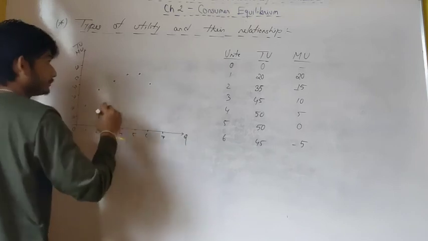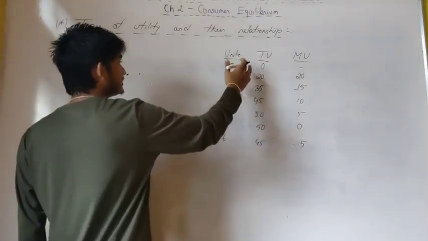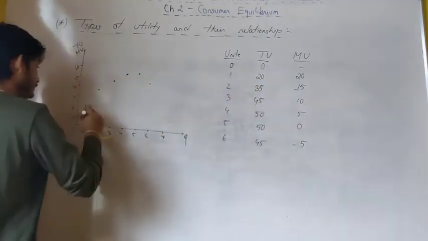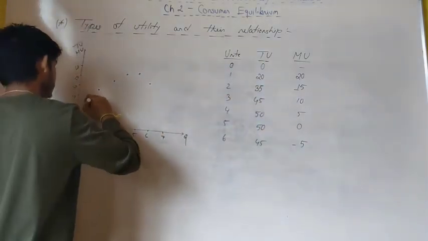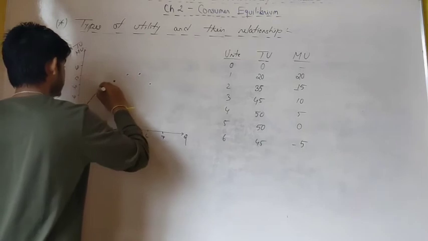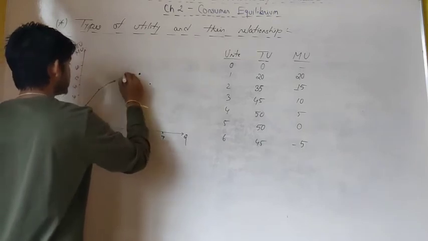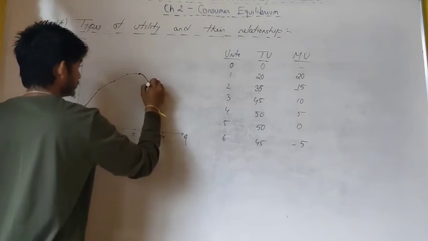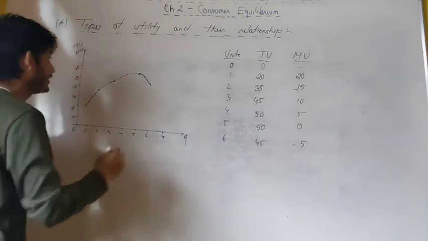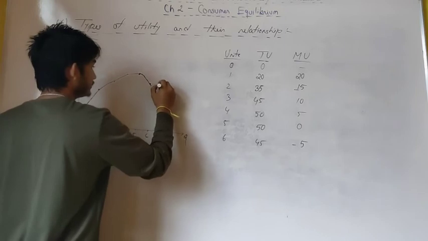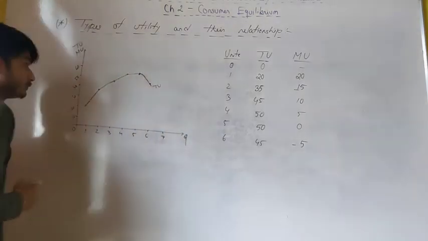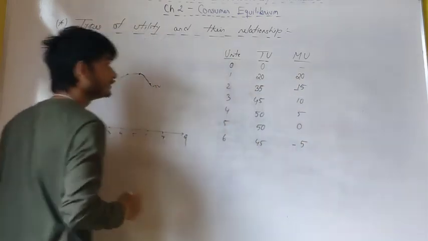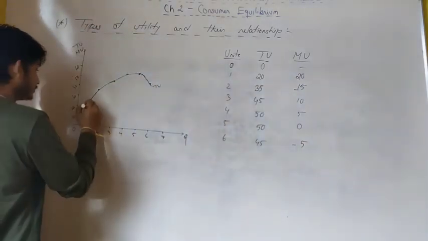All these dots are plotted on the basis of total utility against units consumed. So let's now join these points. So yes, I have got my total utility curve. Let's name it as TU. Now time for marginal utility. Let us plot units against marginal utility.